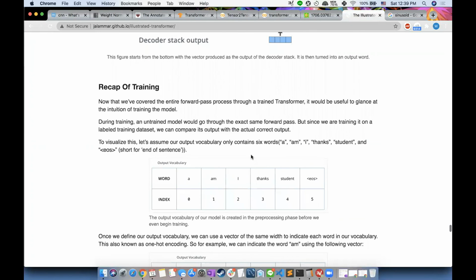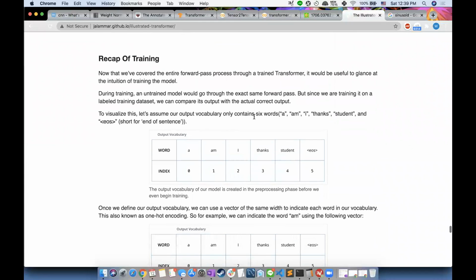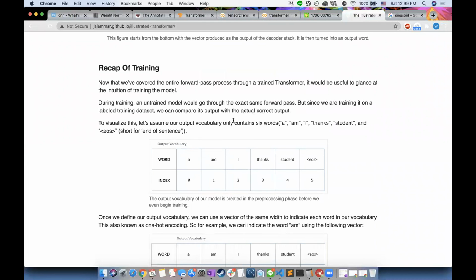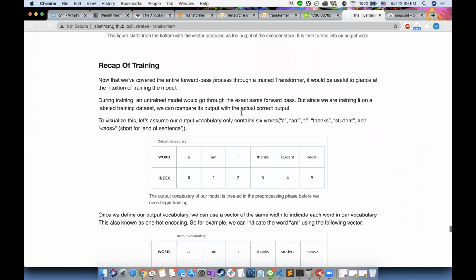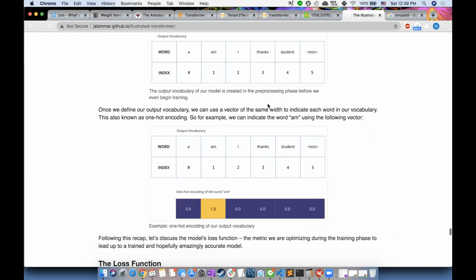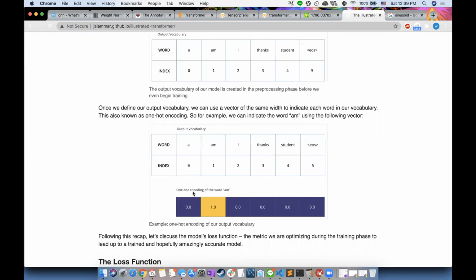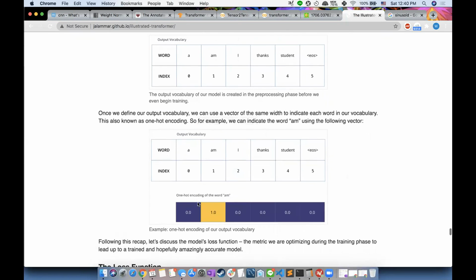Okay, a little bit on the training, then we'll be done. So just a couple more minutes. Sorry, I'm dragging this along. Now that we've covered the entire forward pass process, let's talk a little bit about the intuition of the training. This is the index of the output vocabulary. Since we're training on a labeled training set, we can compare its output with the actual correct output. And so you have a 1-hot encoding of the word M. I guess that's the target.